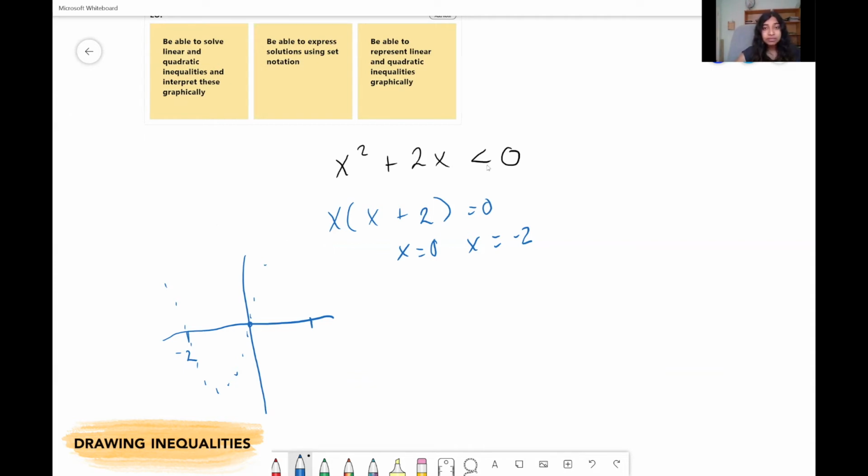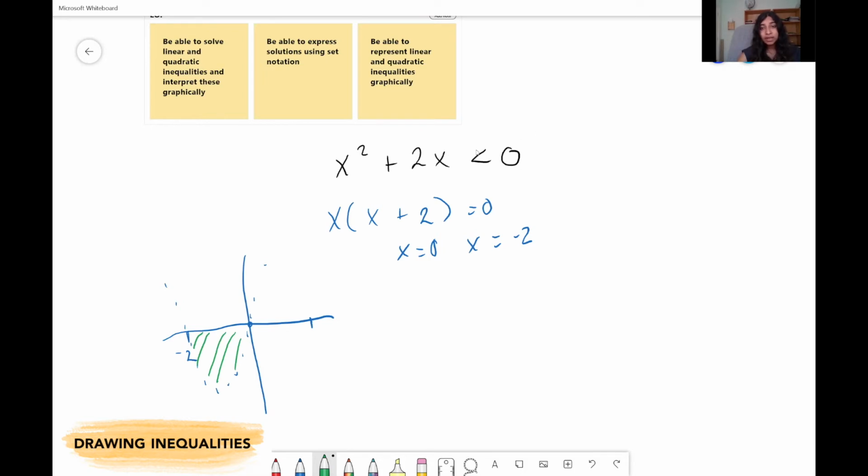Then because it's less than 0, you look at the x-axis and shade in all the points that are less than 0. So it'd be all these points here. If it was more than 0, it would be all the points above the x-axis. So that's all you really need to know about graphing the different inequalities.